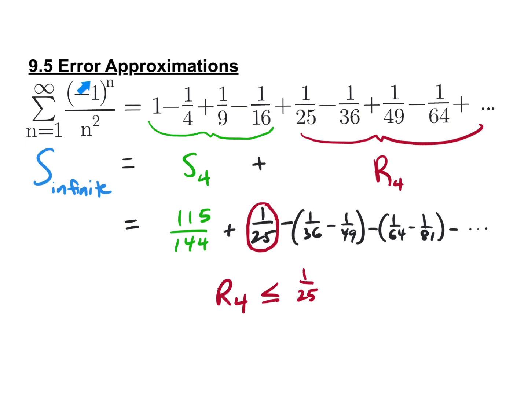The remainder for an alternating series, okay, is always going to be, at most, the next term beyond the partial sum. Okay, so if I took the partial sum of 5 terms, then the biggest the remainder could be is the 6th term. If I added up the first 10 terms, the biggest the remainder could be is the 11th term. It's always going to be the next term. And this is just kind of an illustration of that.